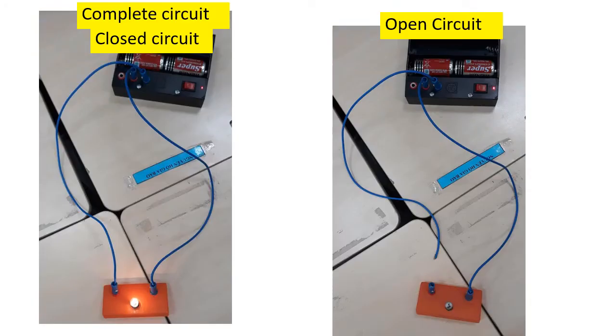And this is a picture of a complete circuit or a closed circuit versus an open circuit. So notice the wire is broken. There's a break in the wire on the picture on the right side. You can see the opening or break.